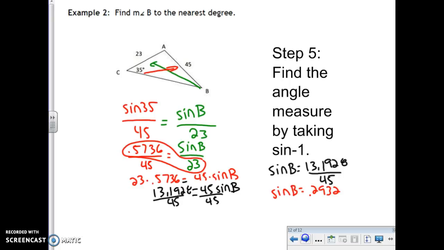So I'm going to take the sine inverse of both sides. So b is going to equal the sine inverse of 0.2932. And I get angle B to be 17 degrees.